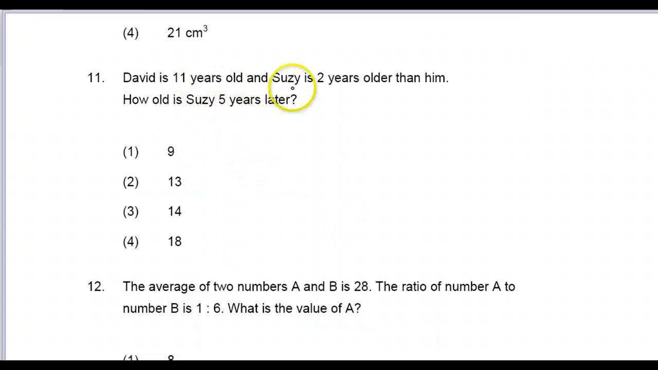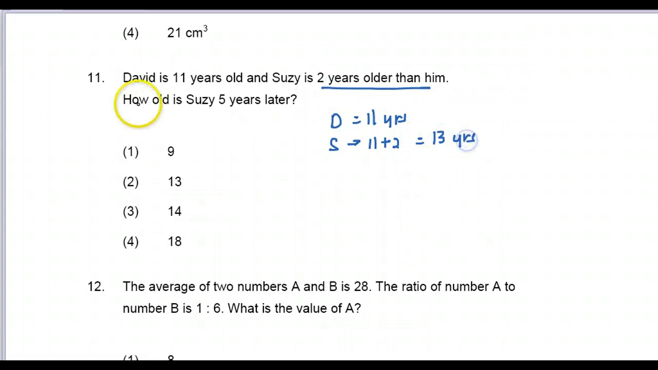David is 11 years old. Susie is 2 years older than him. So I know David is 11 years old. Susie will be 11 plus 2 because it's 2 years older, which is 13 years old. How old is Susie 5 years later? So 5 years later will be Susie 13 plus 5, which is 18 years old. So option number 4.